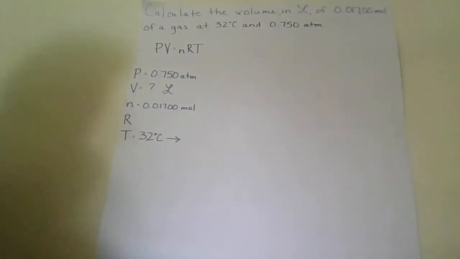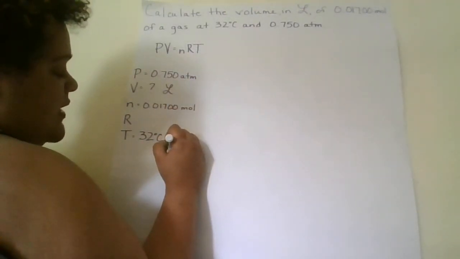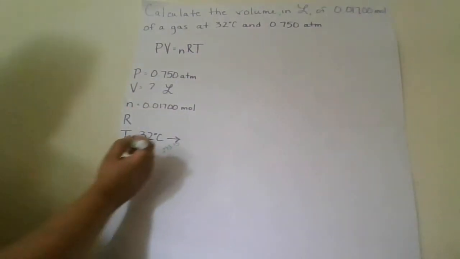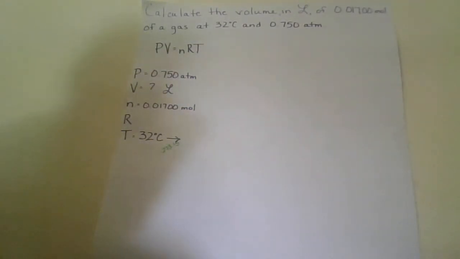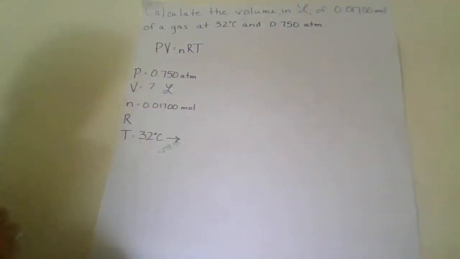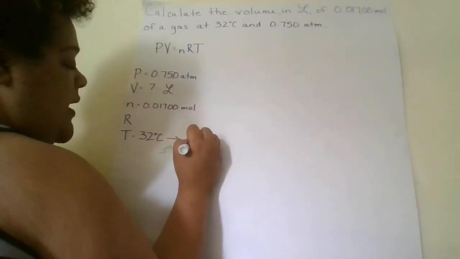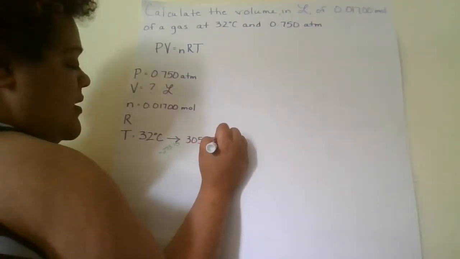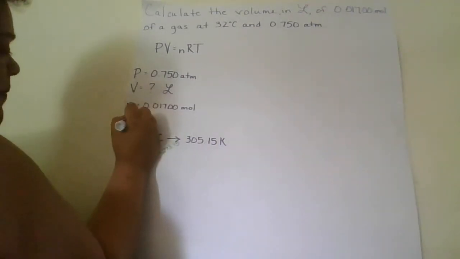So in order to do that, we're going to make sure that we use the conversion factor of 273.15. So we're going to add that to our degrees Celsius. So we're now going to end up with 305.15 Kelvin.